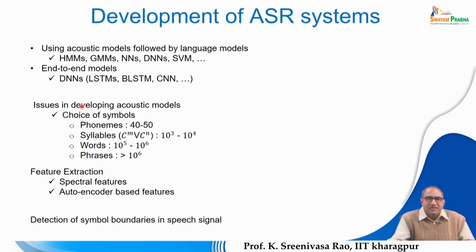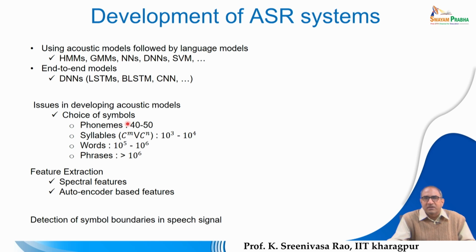And coming to the generic issues in developing the acoustic model, we have seen the choice of symbol. If you use the conventional model, one of the modules is the acoustic model, which transforms the feature vectors to a sequence of symbols or sound units. And the question here is which sound unit or which symbols can be considered: phonemes, syllables, words or phrases.